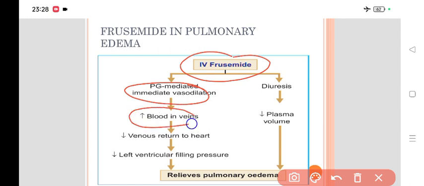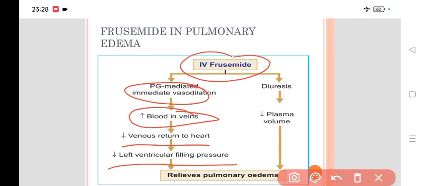So that will increase blood in the venous system, which decreases venous return to the heart. That's why there is a decrease in left ventricular filling pressure, and that will relieve the pulmonary edema.